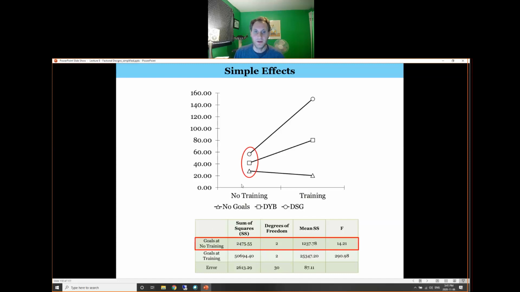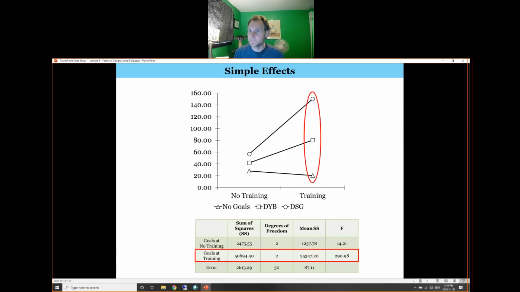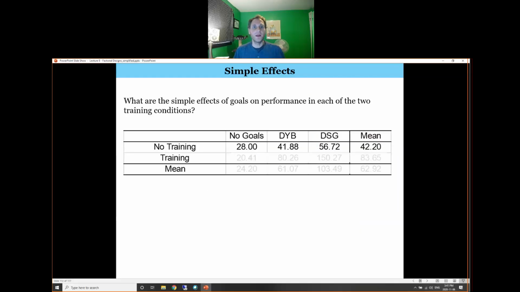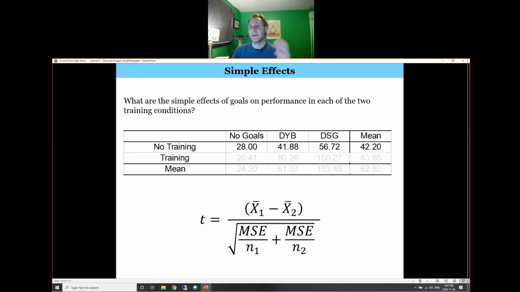But going the other way, goals at no training, there is an effect of goals. These 3 means, at least 2 of them are different from each other, but I don't know which ones at this point. Likewise here. So I need to do some more follow-ups. And for this case, I can use t-tests. So I want to compare these 3 means to each other.